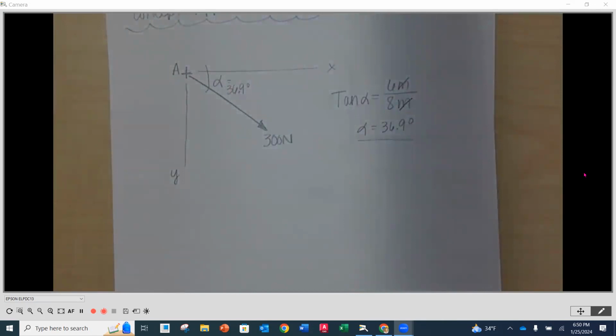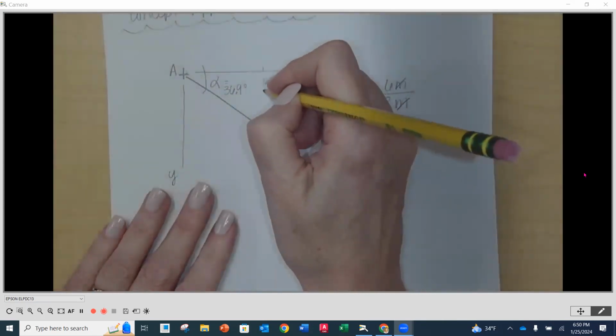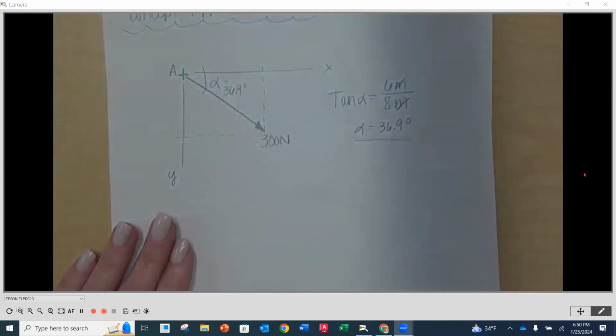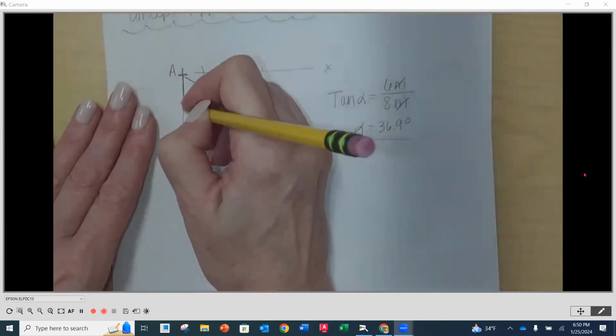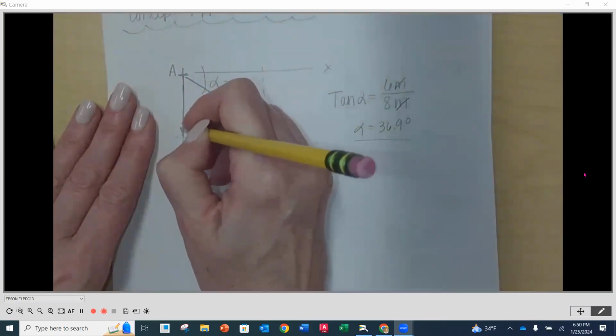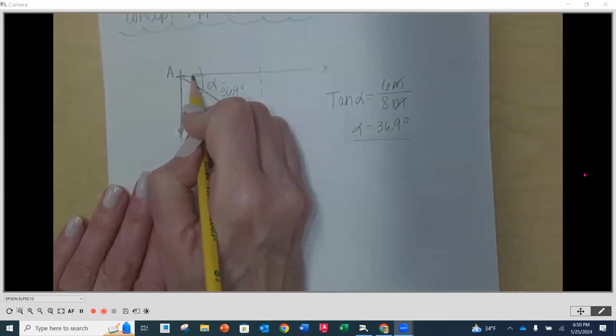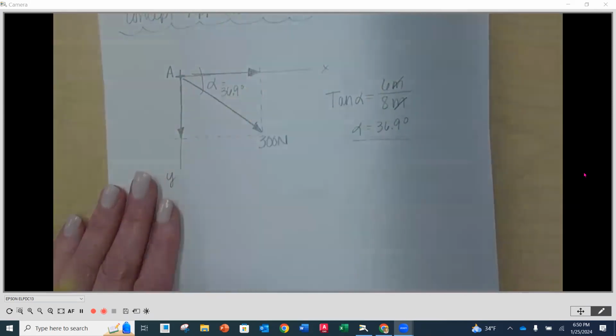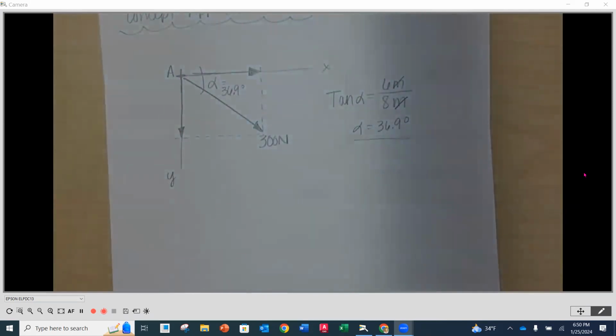Now that we have the angle, we can proceed like we did on our last problem, where we're going to draw our lines through the endpoint of the 300 newton vector parallel to each one of the axes. And then we're going to draw our X and Y components. In this one, they did not give a variable for the force. In the last one, we had F, right? So we had Fx and Fy.